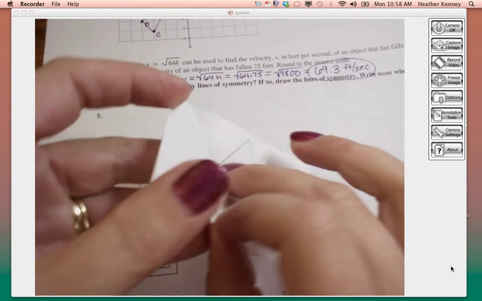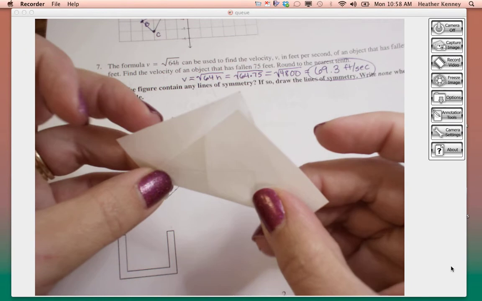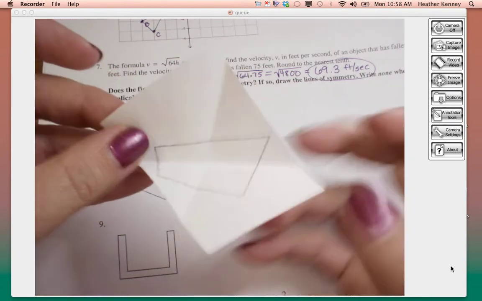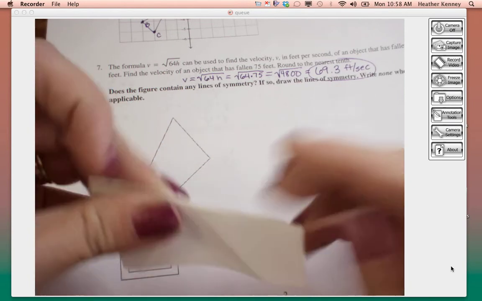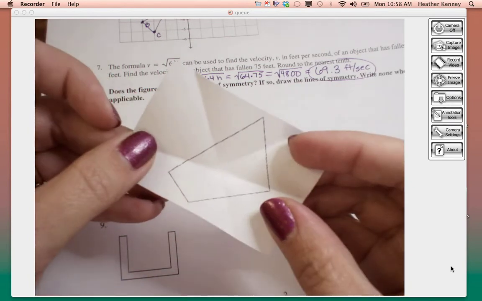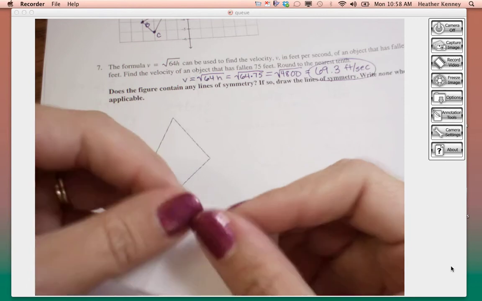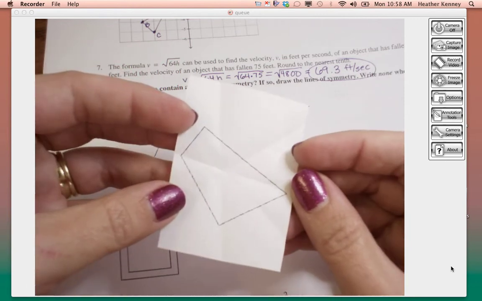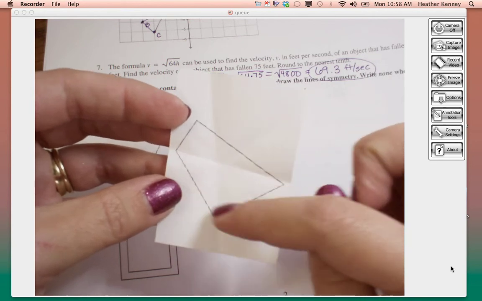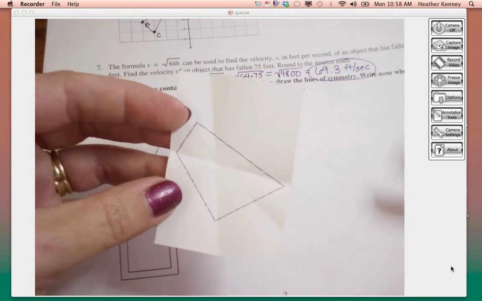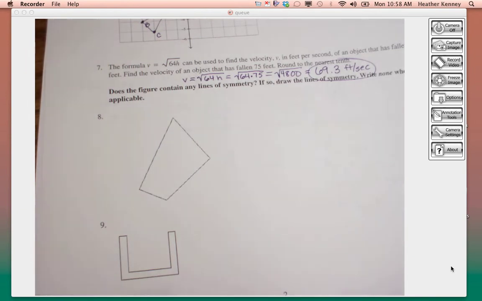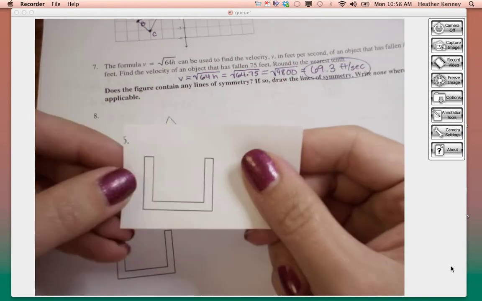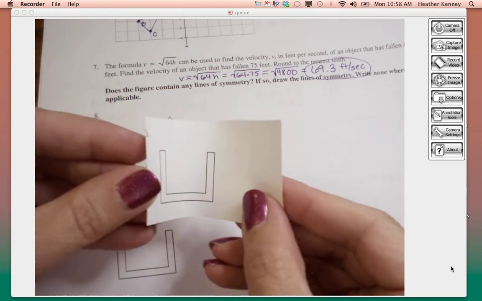And if you can see through that paper, I don't know if you can or not, you can see they don't line up there. They don't line up here. They're going in different directions. See it when I open it up? If we go through the corners, they definitely don't line up. There's nowhere that we can fold this image where the two sides would be perfect mirrors of each other. See, the top here is smaller, the bottom is larger. They're not exactly the same. So this shape had no lines of symmetry, so we would have written none.